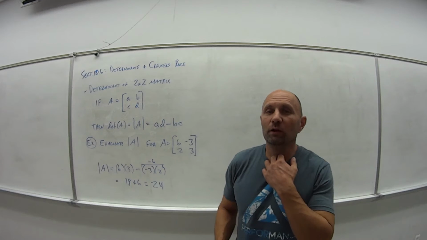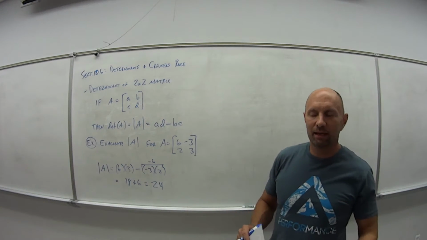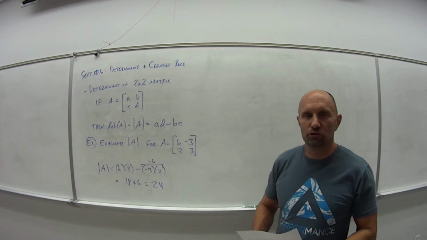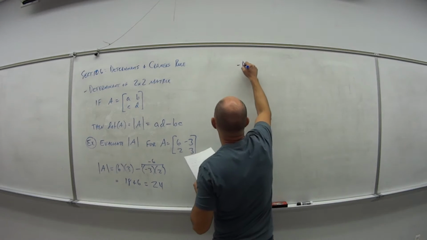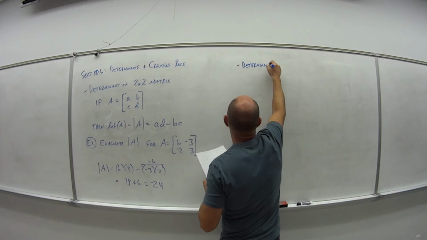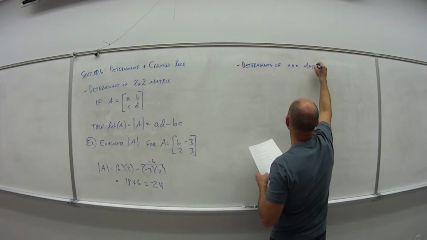So just like when we were doing inverses, 2x2 matrices are nice. N by N, we don't have quite the nice little formula and shortcuts. We have to do a longer process. So let's see how we do that. So determinants of N by N matrices.